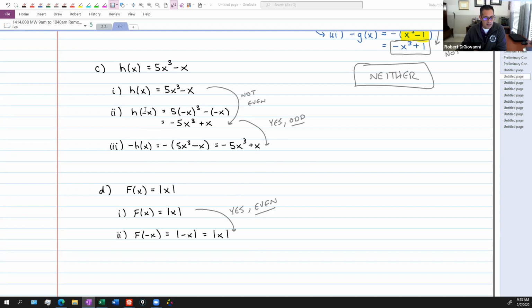Plugging the negative into this one, you have to be a little careful here with the negative x cubed. It gives you a negative x cubed, and you pull the negative out front. And then this minus negative becomes plus. And so these two don't match, right? The yellow and the blue don't match each other. But when you put a negative in front of the original function, these two do match. So it's odd.